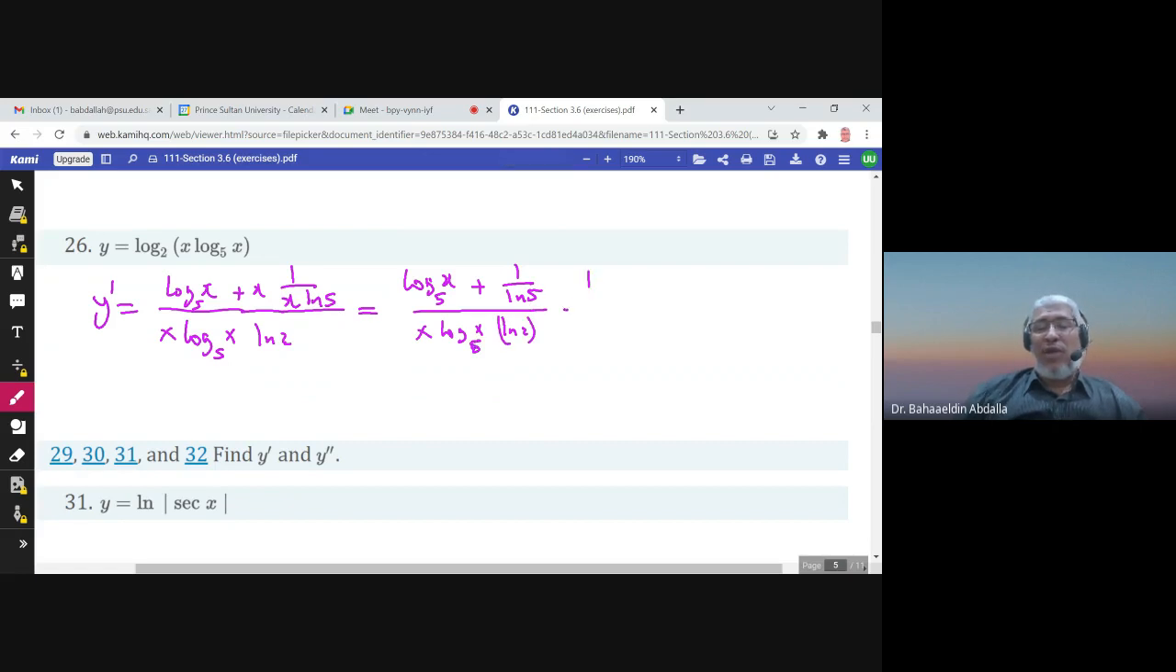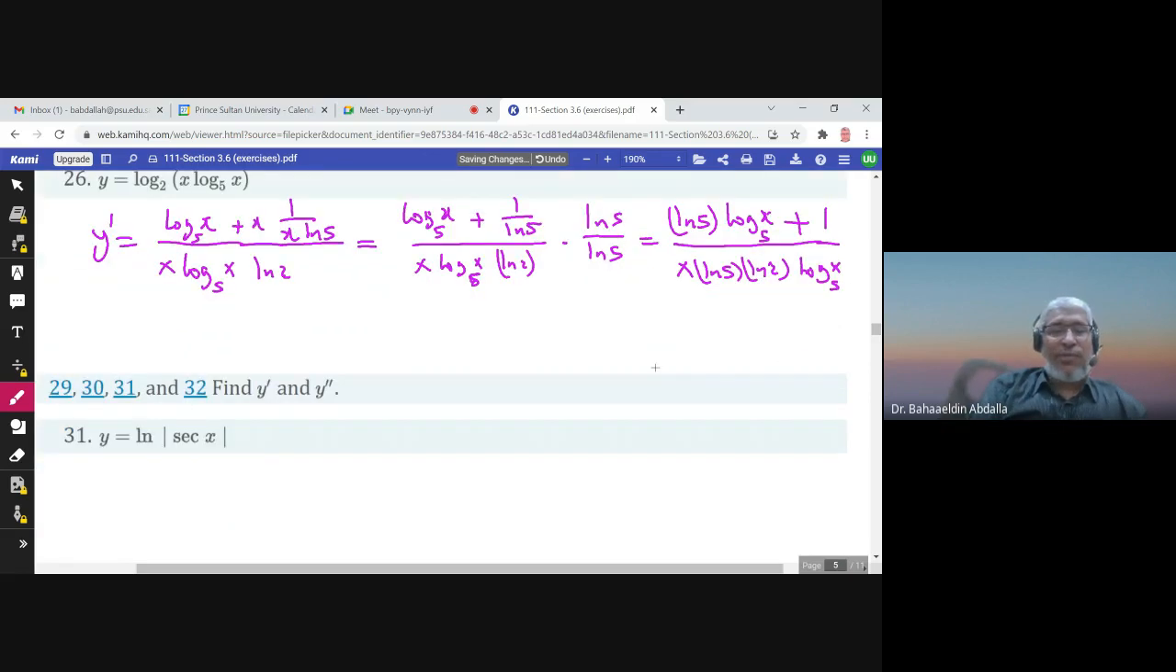Now to get rid of ln 5, I can multiply by ln 5 over ln 5. So I will have ln 5 times log x to the base 5 plus 1 over x ln 5 times ln 2 times log x to the base 5. And I can leave it like this.